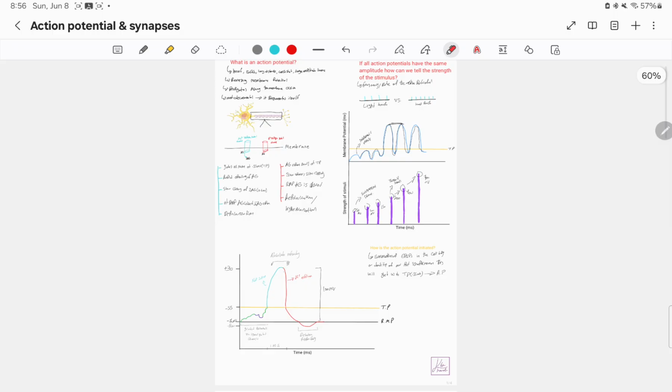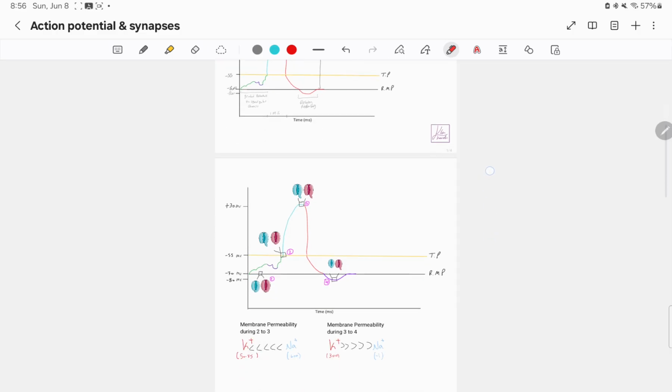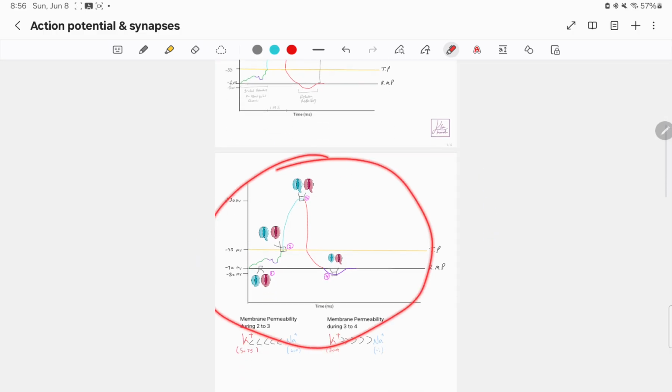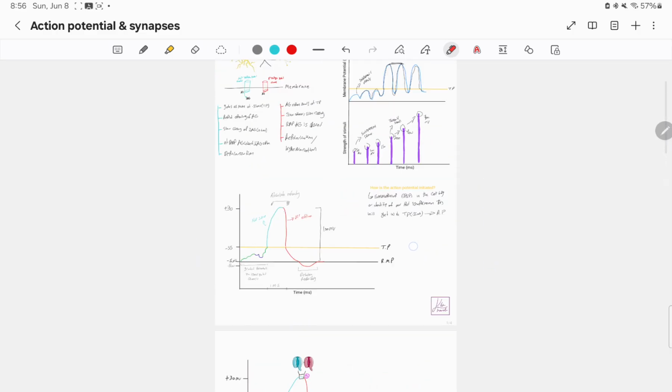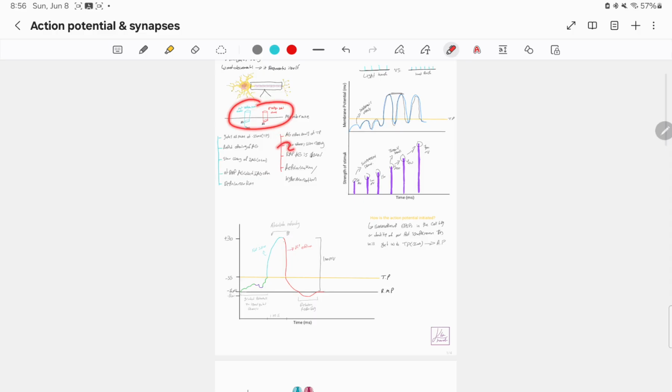Now, I want to do something here, and I want to go ahead and take a look at this graph over here, where we're going to correlate these voltage-gated channels, and we're going to look at which point of this graph they are either open or closed. Okay, so basically we're going to look at their configuration at different portions of this graph.